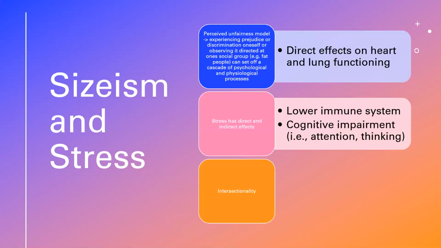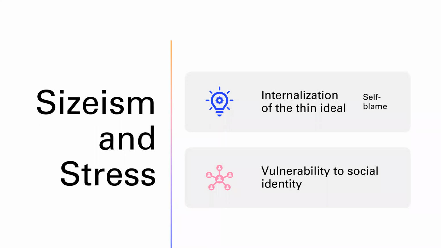So that's pretty much it. Another one: we talked about physiological processes, and external stressors. Let's talk about internal stressors. So internalization. What we see for people of size is this internalization of the thin ideal, and they tend to blame themselves for their weight. They also see themselves as not worthy, and they have lower self-esteem. We also notice that they're very vulnerable to different social identities. Being a person of size and being a woman is very different compared to being a person of size and being a man.